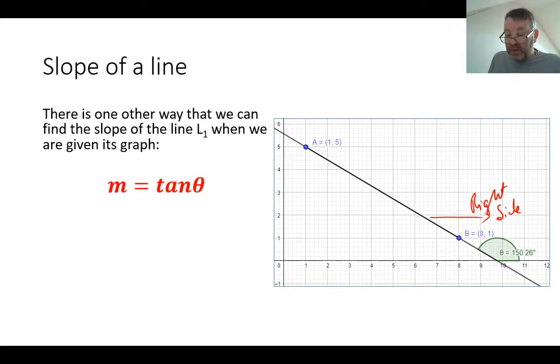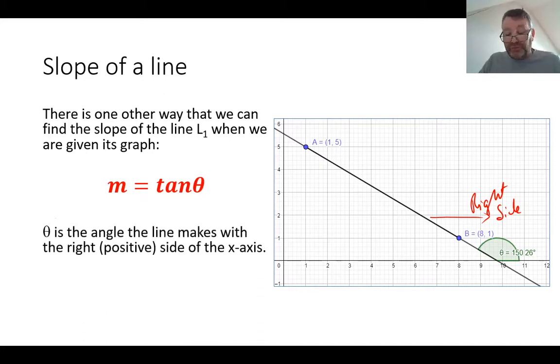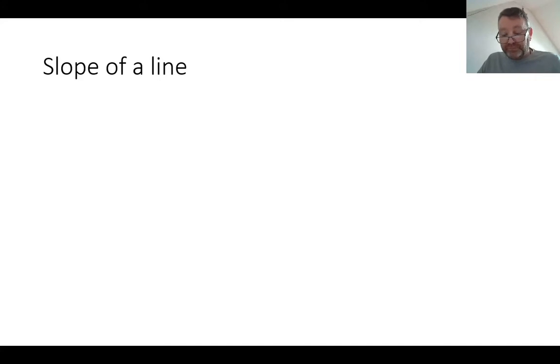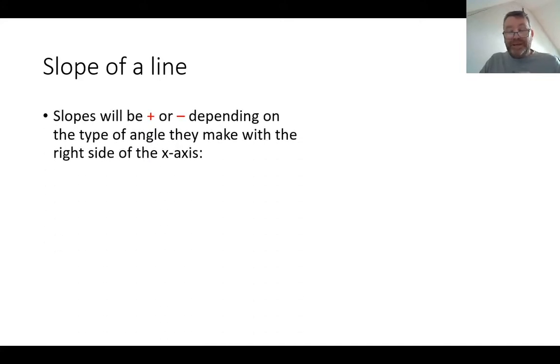And depending on how the question is presented, you have to decide which one of those 4 ways you're going to use. But another thing I want you to remember, and this is the 4th thing, probably new to everybody: the slope of any line is equal to the tan of the angle that the line makes with the right hand side of the x-axis, never the left, always the right hand side. So in this case, tan of 150.26 is equal to minus 4 over 7. Slopes will either be positive or negative depending on the type of angle they make with the right side of the x-axis. Now what do I mean by that?